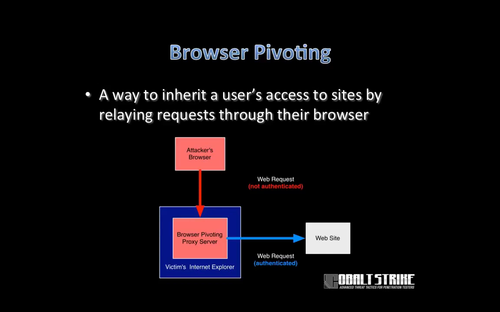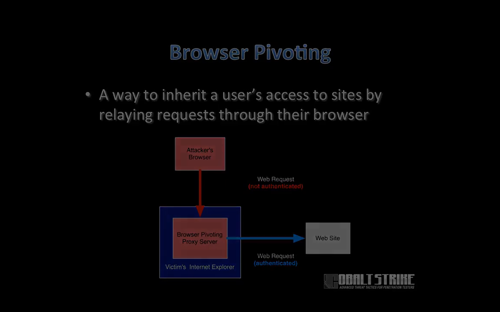Okay? Browser pivoting takes advantage of the way Internet Explorer is architected and the way it does storage of credential material and reauthentication. This inheriting of credentials works for NTLM authentication, it works for session cookies, it works for cookies in general, actually. It also works for any client SSL certificates as well.